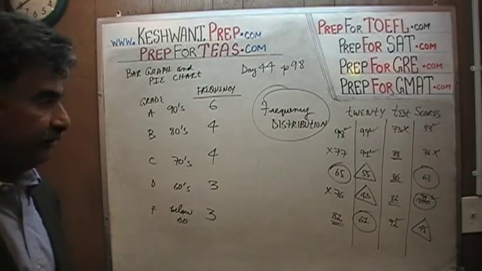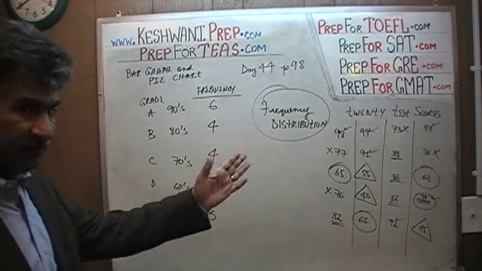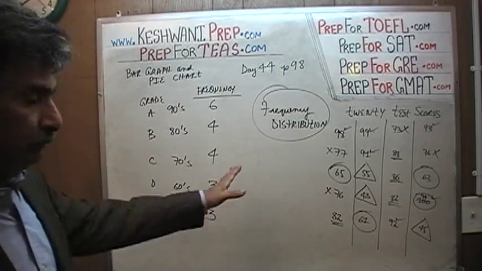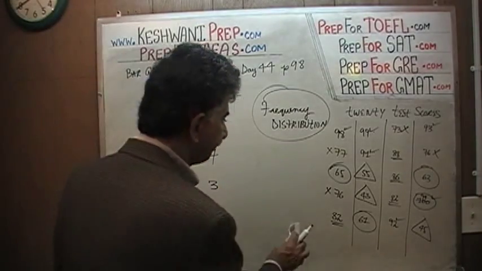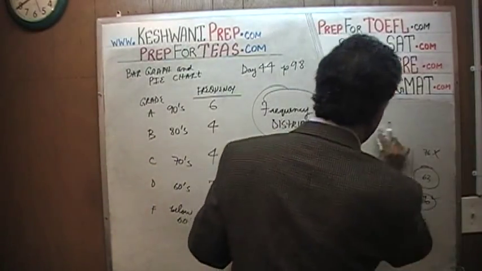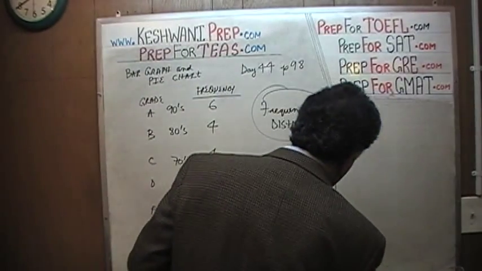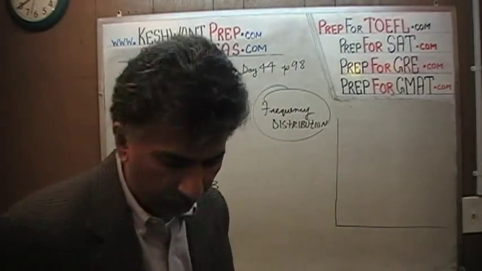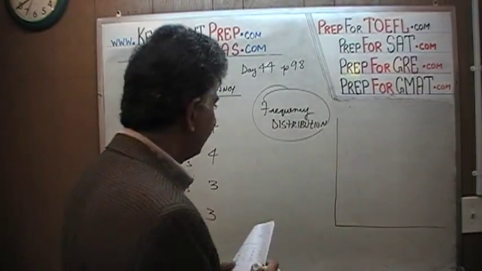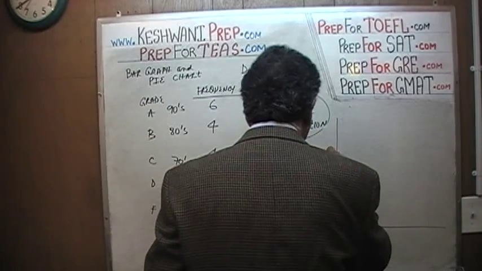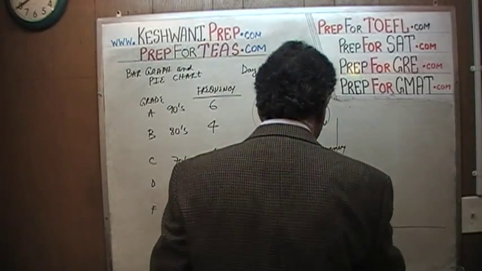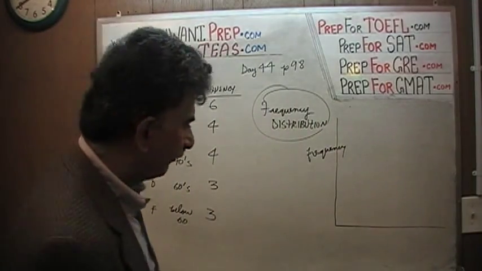Let's represent this information in the form of a bar graph, shall we? And once we have the bar graph, then we're going to put the pie chart here in a second. Bar graph is very straightforward. The frequency goes on the y-axis. So on the y-axis we have the frequency, and on the x-axis we have the grades.